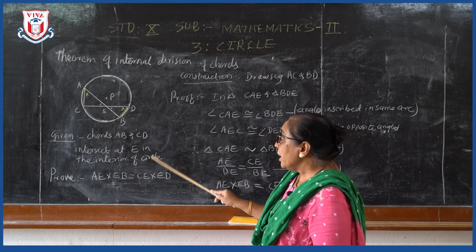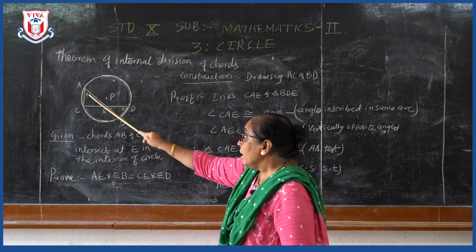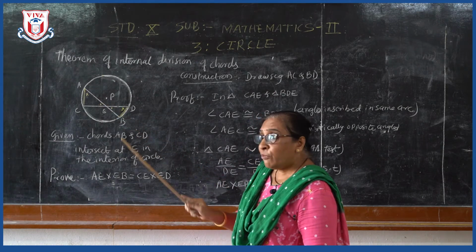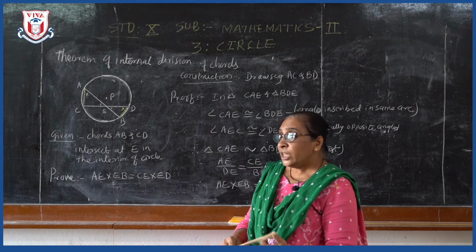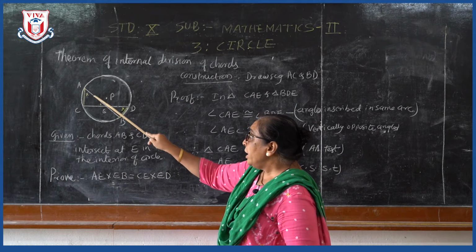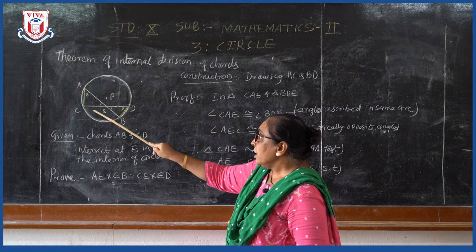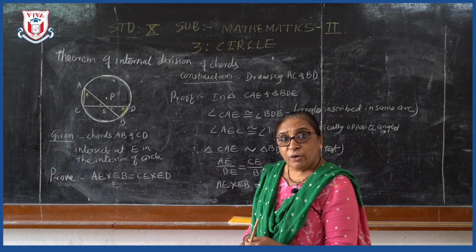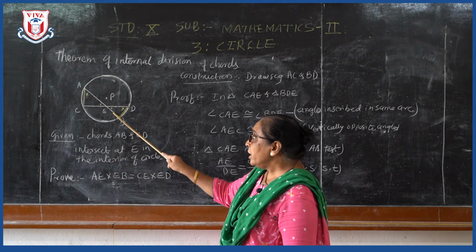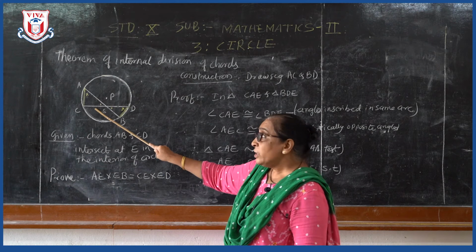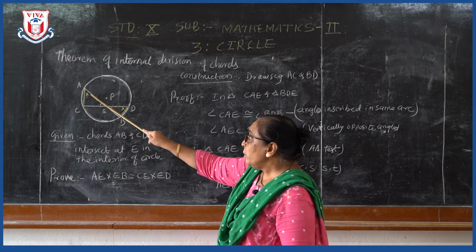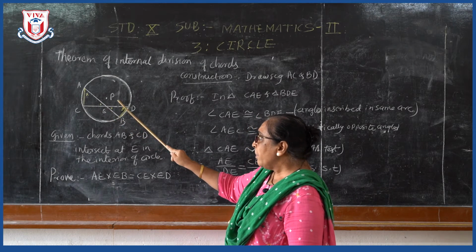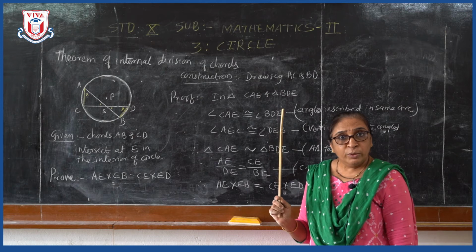Now in this case we have to prove that the segments which are formed because of this intersection, chord AB is divided into two parts AE and EB, and CD is divided into two parts CE and ED. The product of the parts of one chord is equal to the product of the parts of the other chord. That means we have to prove that AE multiplied by EB is equal to CE multiplied by ED. So how to prove this?